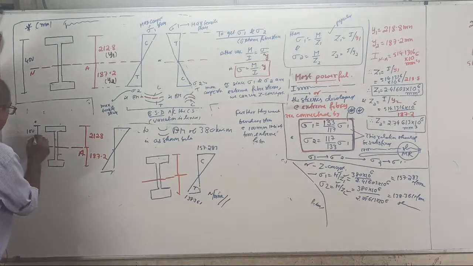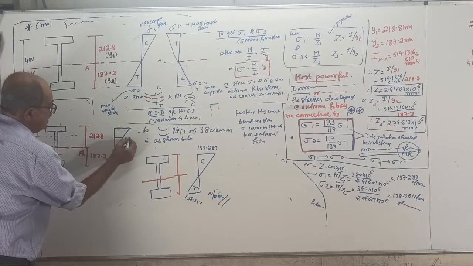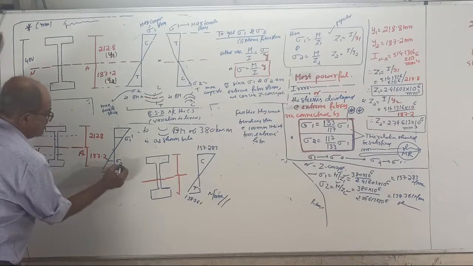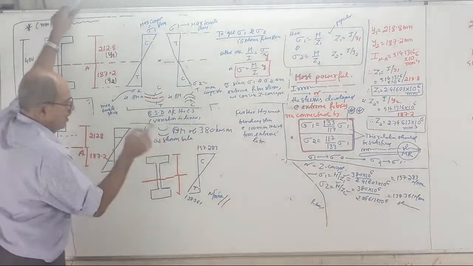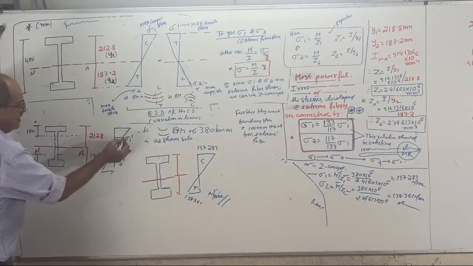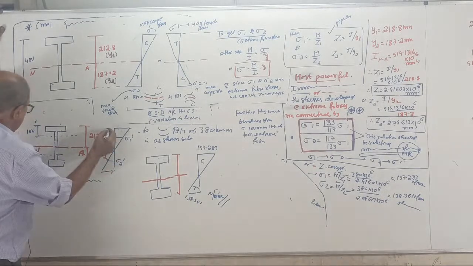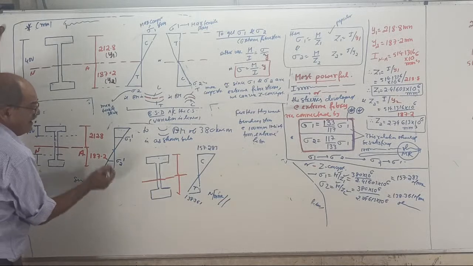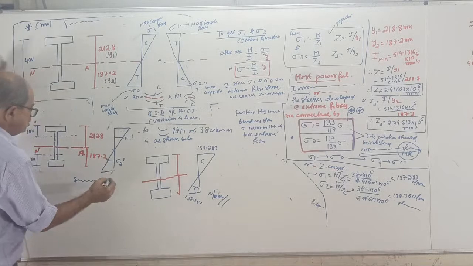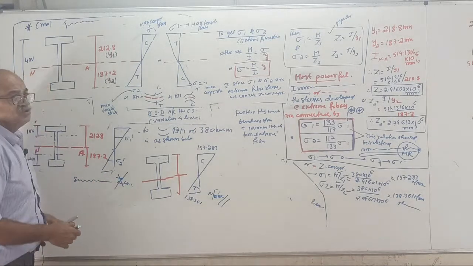Okay, do one thing. At this 100 mm level, I'll put sigma 1 dash. At this 100 mm level, I'll put sigma 2 dash. Tell the answer now. Now write a note here: since you are finding stresses not at the extreme fiber, but slightly inside, you should not use the Z concept.